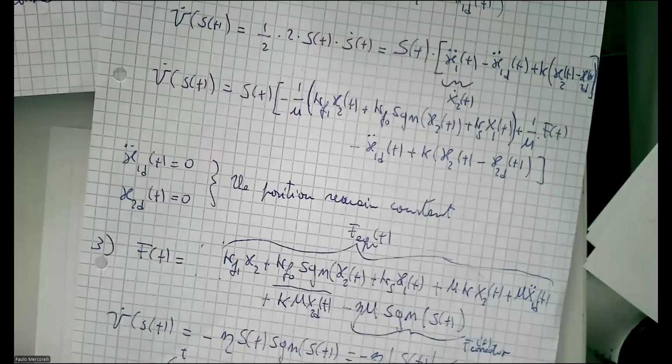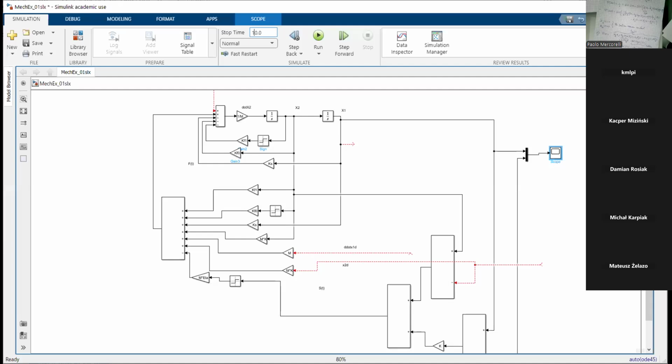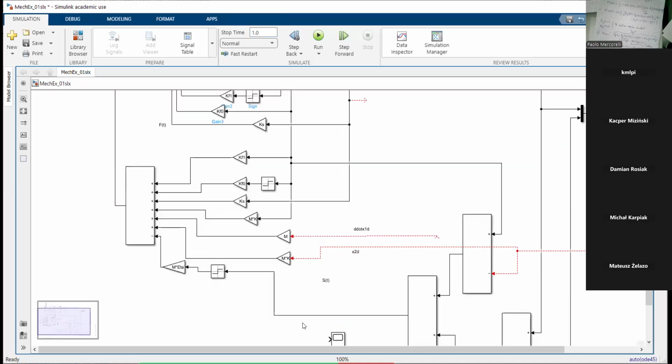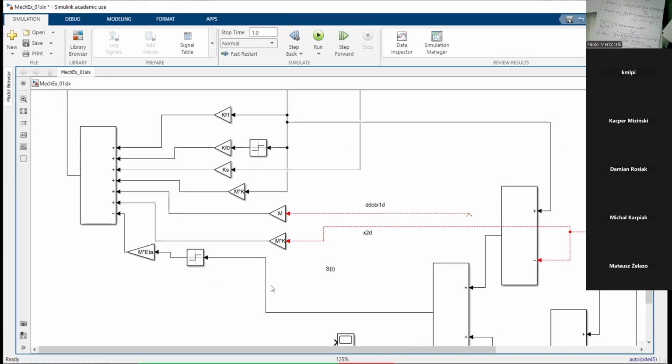Oh, problems. Okay, let me analyze. Let me shorten the simulation time. Let me put 1. Let me analyze the S. S should be 0. S is here. No? Let me comment here a little bit. It's there. No? No, it's not there. Oh, it's there. No, it's not there. Okay, it's here. Put this a little bit larger. Why is S not 0? It's interesting.